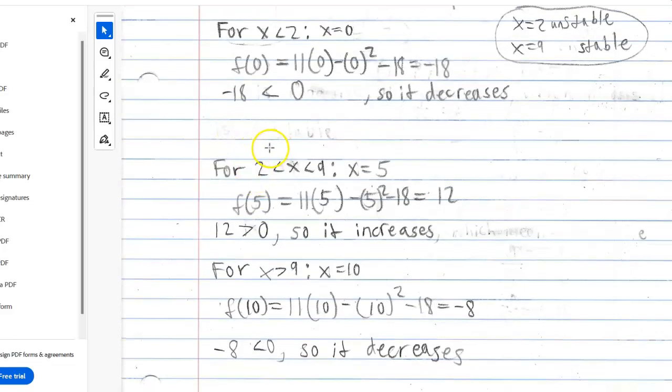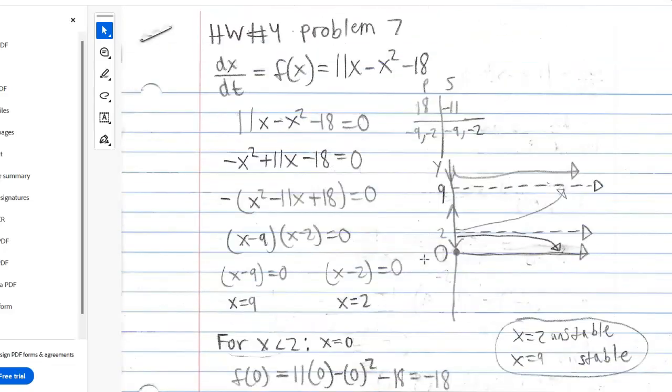Next, for the interval 2 less than x less than 9, we set x equal to 5 and input 5 into f of x, giving us 12. And since 12 is greater than 0, it increases. For x greater than 9, we set x equal to 10, and by doing so, we get negative 8 when we input it into f of x. Since negative 8 is less than 0, it decreases.